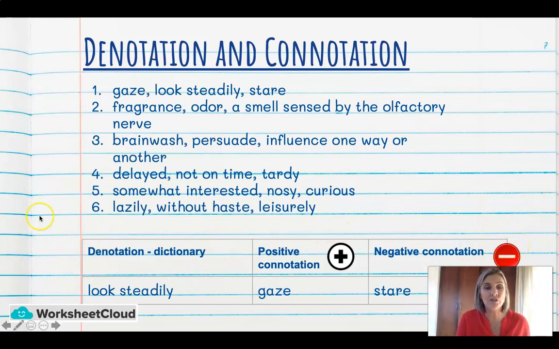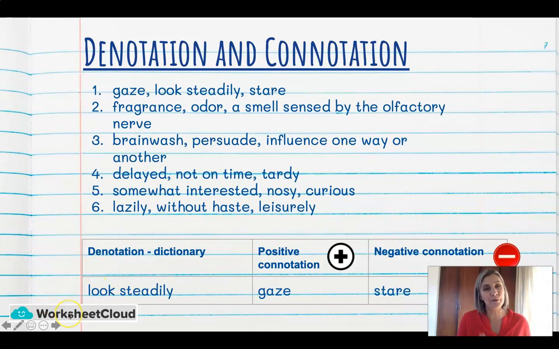And then what you're going to do is, if we look at number 1, we'll do it together. So you've got the words gaze, look steadily, and stare. So they all sort of mean the same thing. If you gaze or look or stare, you're doing the same thing. But we don't just want the dictionary definition, the denotation. We want to know which one is more positive in the connotation or negative. And so if you look at my example, there we go. Your dictionary definition just means to look steadily. That's what gaze or stare means.